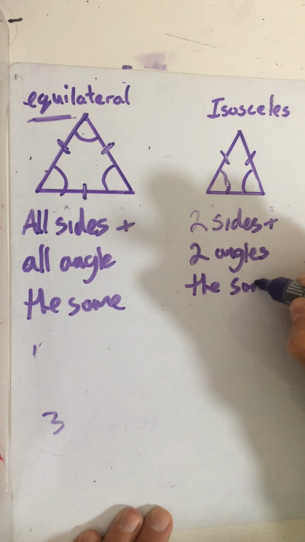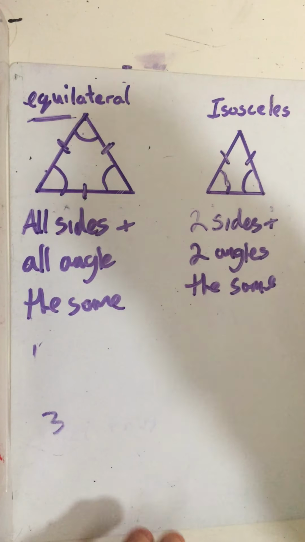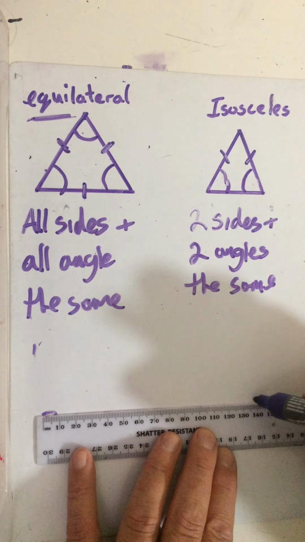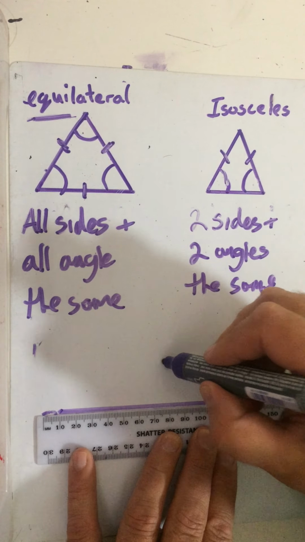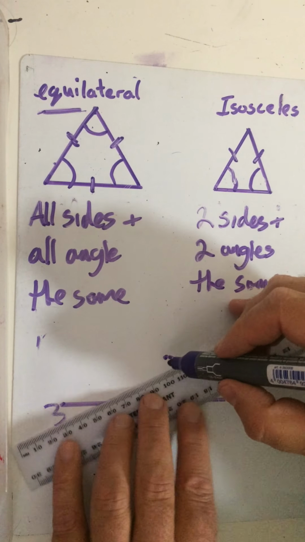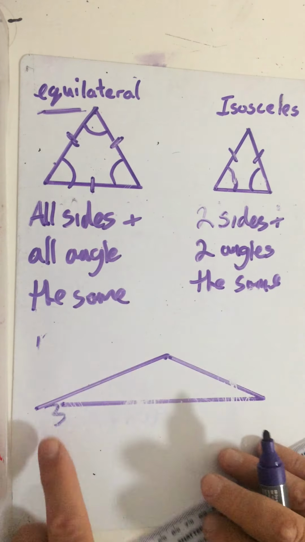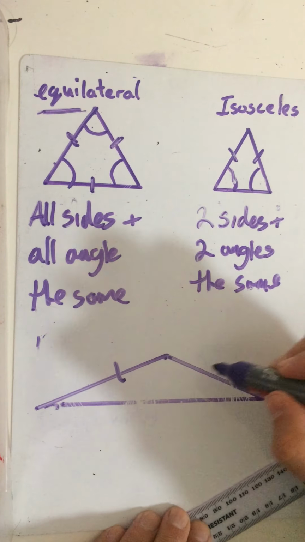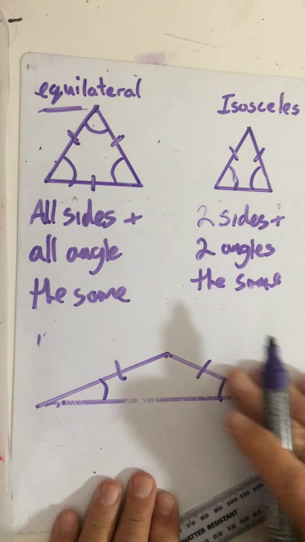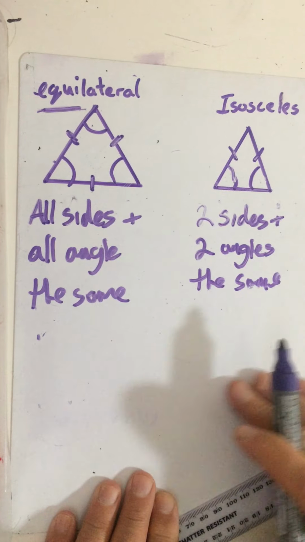This is your traditional witch's hat type isosceles, but you do also get isosceles triangles that are quite flat. Let's just do a quick rough version of one. So they can also be flatter like that, where these two angles are the same, and the sides of these two. It's the same thing, but we normally see the pointy hat ones.